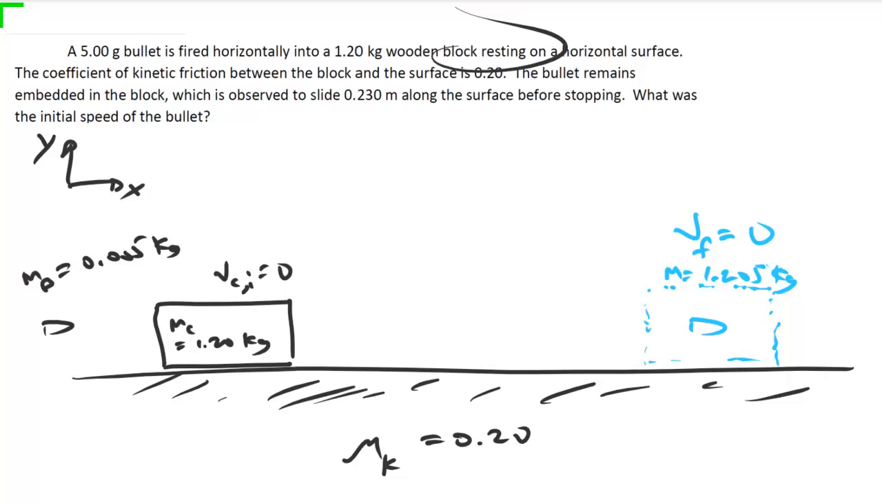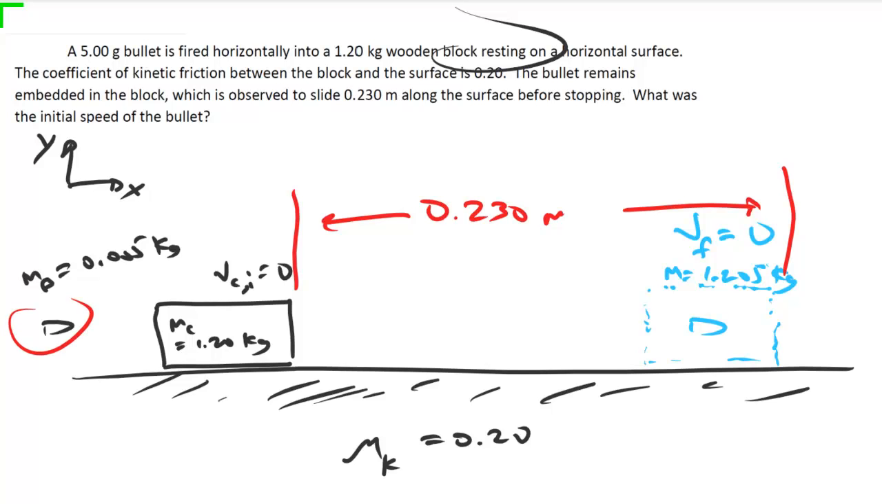And it slides before coming to rest. We know that it slides a distance of 0.23 meters. That is how far it travels before it comes to rest. And the question is, how fast is this going? What is the initial velocity of the bullet?